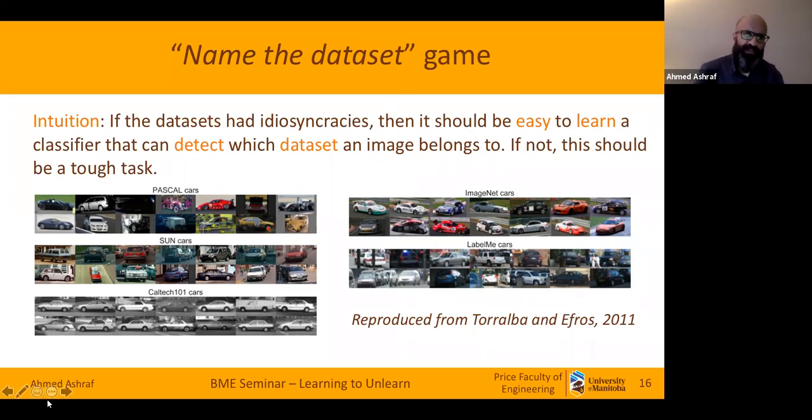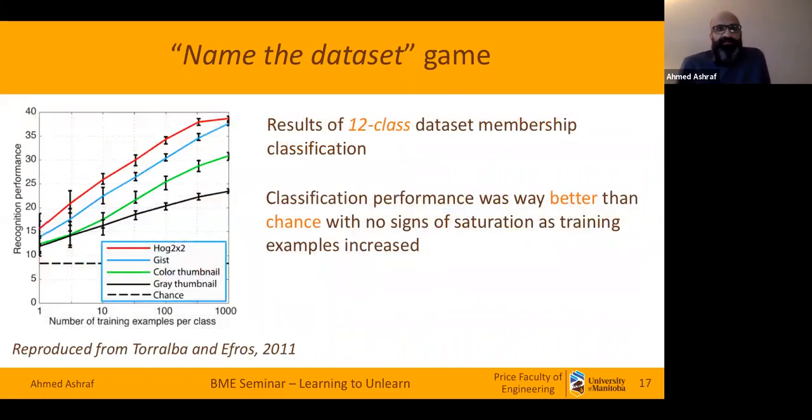And what they started noticing, so one of the earliest data sets was the so-called Caltech 101 cars. Here, it was obvious that the images of the cars were all captured from the side pose. In one data set, there were only sports cars. And what they figured out was that it was almost trivial to learn this classifier. In this Name the Dataset game, they had access to about 12 visual data sets, so they learned a 12 class dataset membership classifier. And what they showed was that their performance was much better than chance.